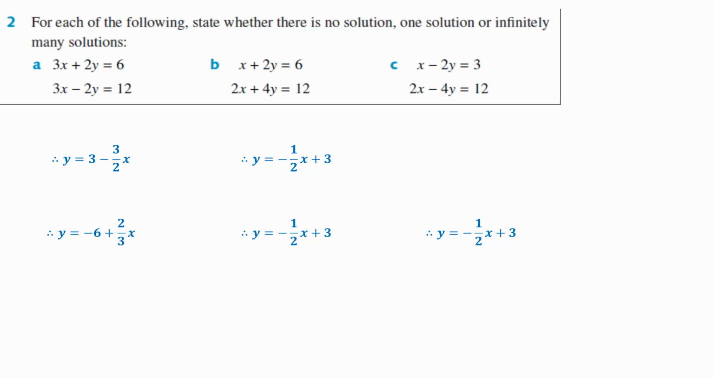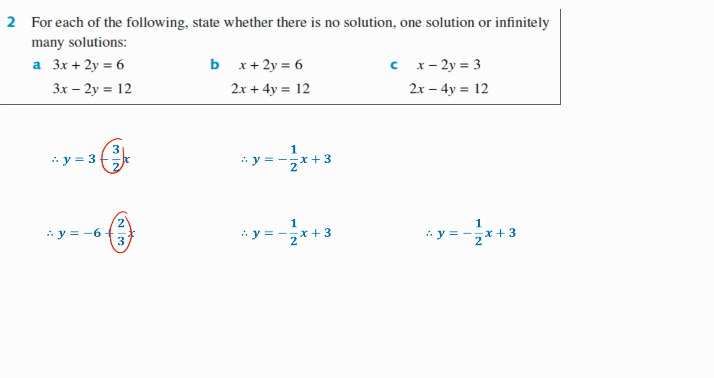Now, if you look at the first one, A, is it no solution, unique solution, or infinitely many? How do you know? Someone tell me. What is it, Marzen? Unique solution, how do you know that? What were you looking at? Gradients. Yeah, that's all you need to find. The only time you have a unique solution is if the gradients are different, and in our case, -3/2 and 2/3, those are my gradients. So the first one has to be unique.